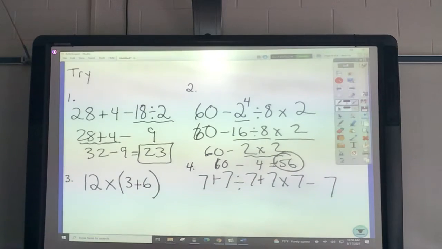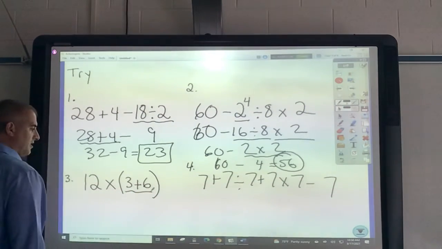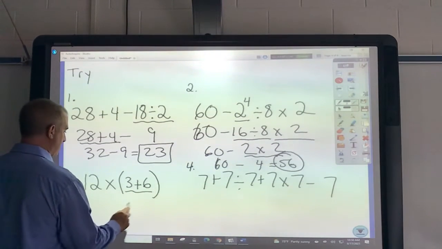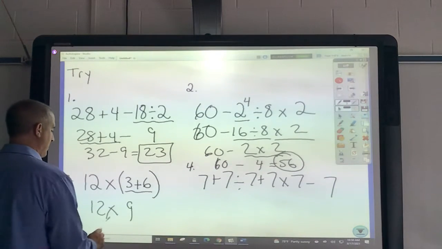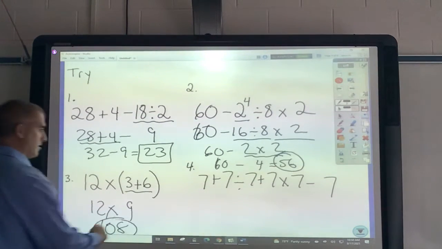All right, this one, I want to figure out what's inside the parentheses first. 3 plus 6 would be 9, so then 12 times 9 would be 108, okay?